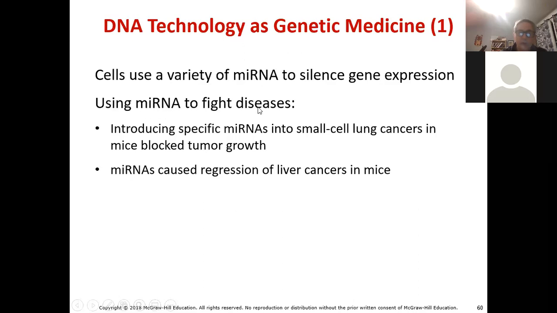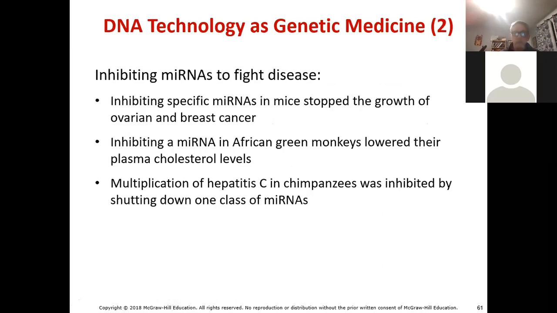So we can use microRNAs to fight disease. Introducing specific microRNAs into small cell lung cancers in mice has blocked tumor growth. MicroRNAs have also been used to cause a regression of liver cancer in mice. Inhibiting specific microRNAs in mice has stopped the growth of ovarian and breast cancer. MicroRNAs have been used in African green monkeys to lower their plasma cholesterol levels. Multiplication of hepatitis C in chimpanzees was inhibited by also using a class of microRNAs. But remember, these have all been done in animals, mice and monkeys.